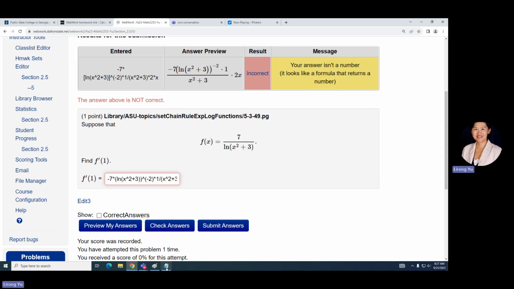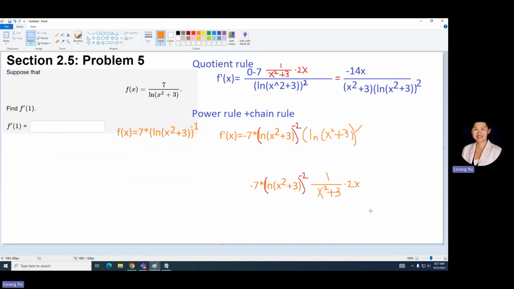Oh, we're supposed to calculate f prime of 1. That's good, so we don't have to worry about inputting the format. Inputting the whole function actually takes more time. Yeah, the question asks for calculating f prime of 1, not f prime of x. So let's enter f prime of 1, plugging in 1 for x.